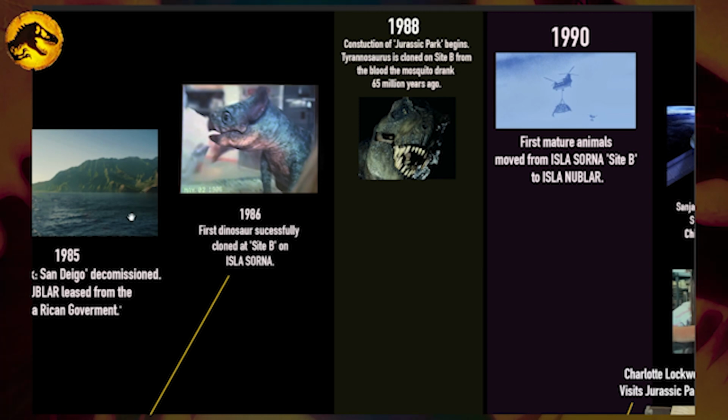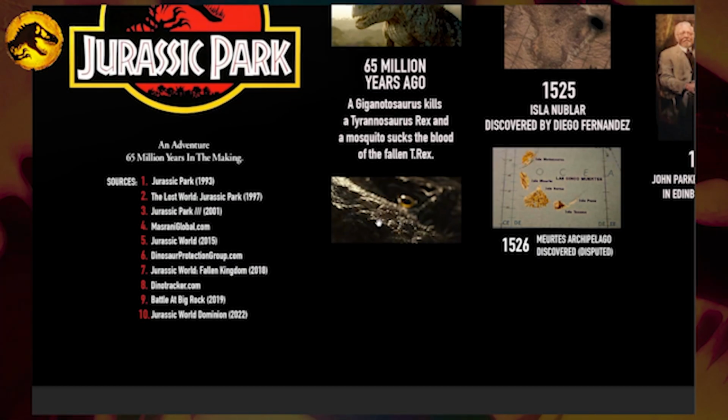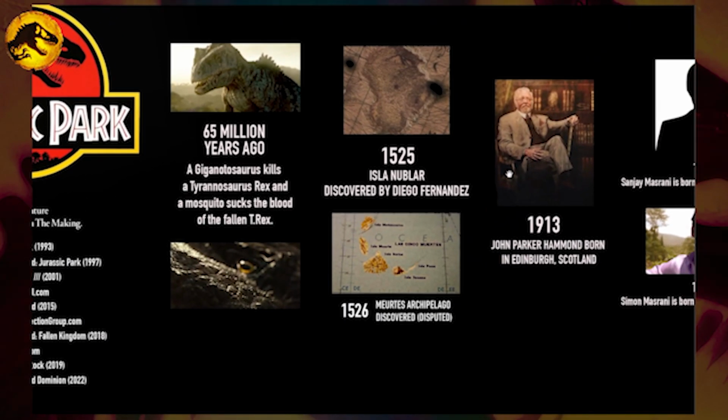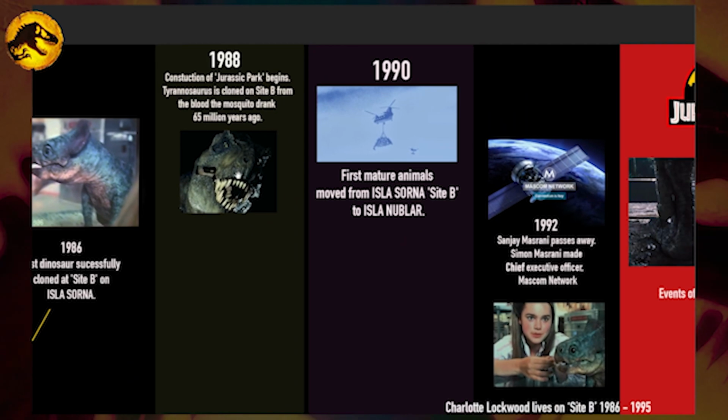So 3 years after the island's leased, obviously they've got things ready and the construction on the park begins, and a Tyrannosaurus is cloned on Isla Sorna from the blood of the mosquito that drank from it 65 million years ago. So all the way back in time, when we see the mosquito drinking from the dead T-Rex, or I guess soon to be dead T-Rex, it's kind of vague, but yeah, drank the blood. That T-Rex is cloned in 1988.